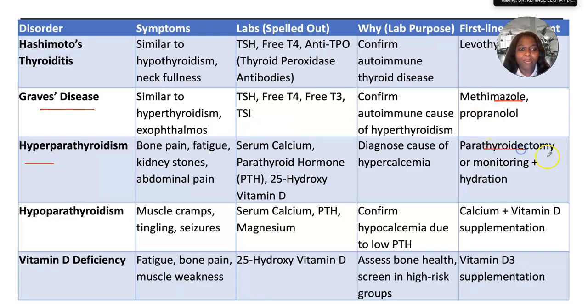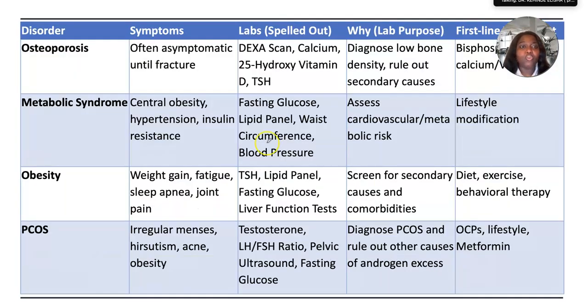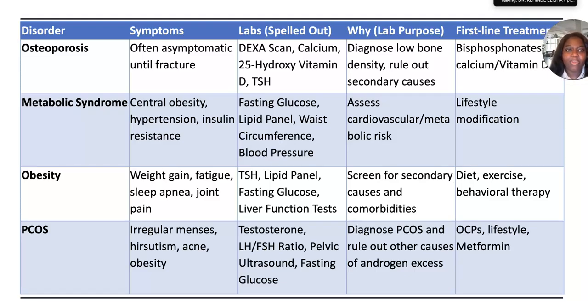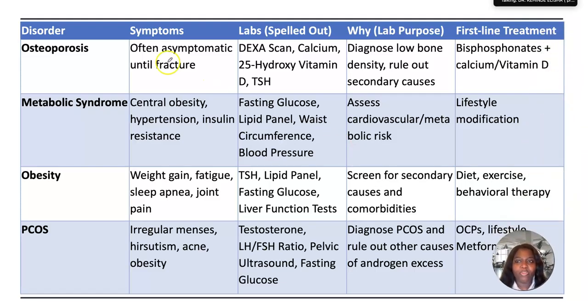Hyperparathyroidism, parathyroidectomy or monitoring plus hydration. Hypoparathyroidism, calcium plus vitamin D supplementation. Vitamin D deficiency, vitamin D3 supplementation. Okay, so these are things that we do for these common conditions. Osteoporosis, bisphosphonate. Okay, the things that we have not seen, I'm going to quickly talk about them.